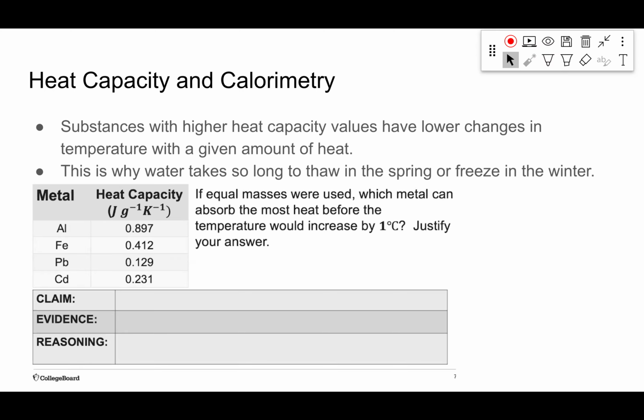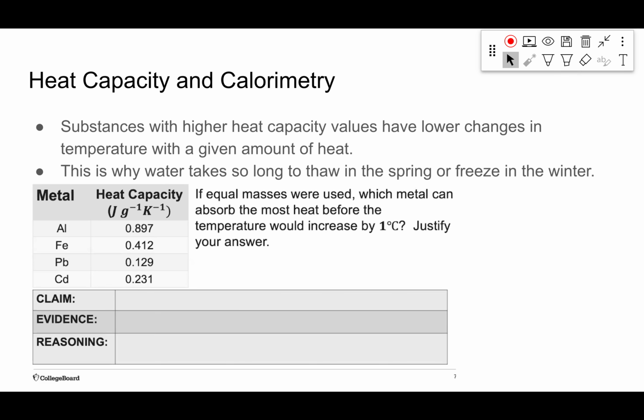So in this question, we have a question about metals. It is asking us, if equal masses were used, which metal out of aluminum, iron, lead, and cadmium can absorb the most heat before the temperature would increase by 1 degree Celsius, and justify your answer.